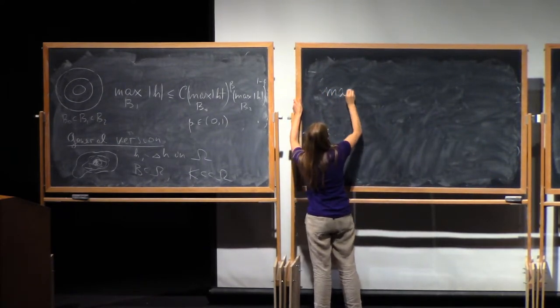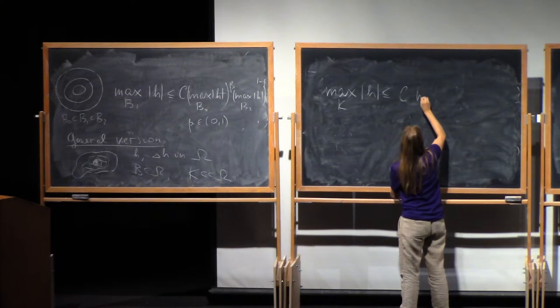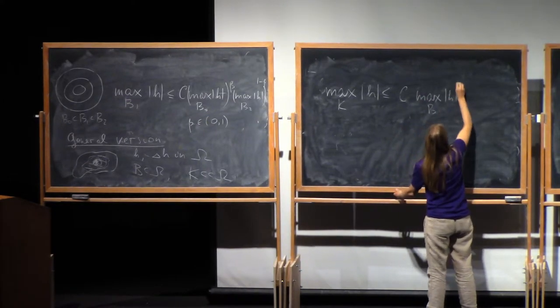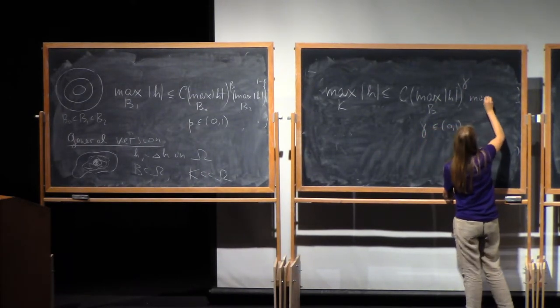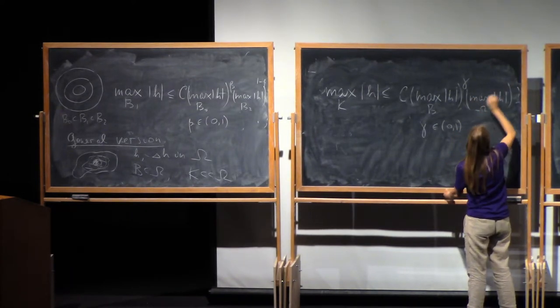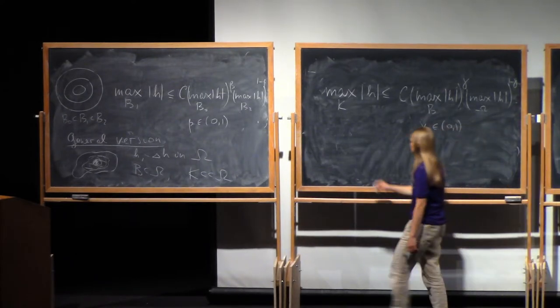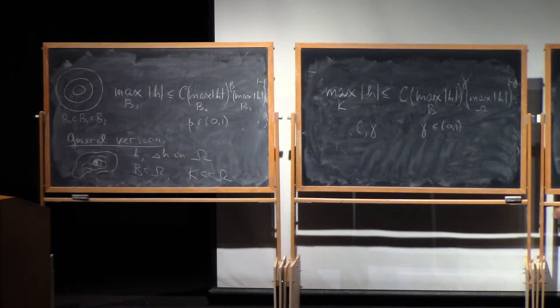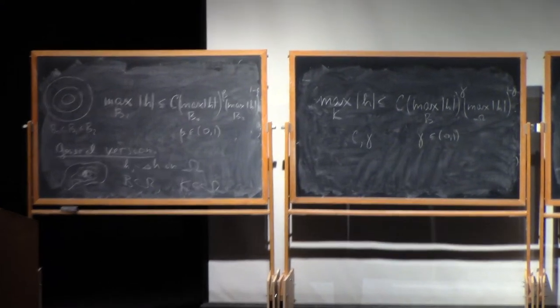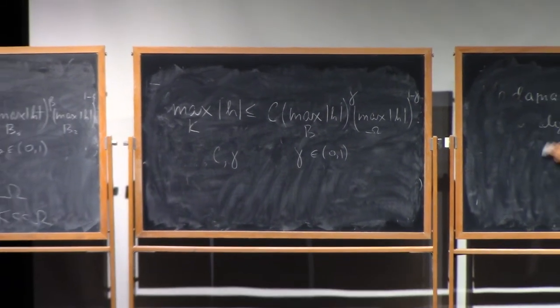So the maximum on a compact set of our function h is bounded by a constant times the maximum on the ball to some new power, say gamma. Once again, it's a power between 0 and 1, times the maximum over the whole omega of h to the power 1 minus gamma. The constants are terrible, but they don't depend on the function. And all of that is a consequence of the fact that the frequency function is monotone.